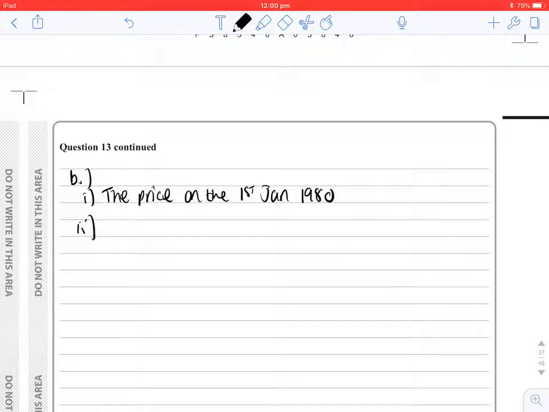And part 2, we're asked to interpret the value of the constant Q. That is going to be the gradient of the line. So every time T increases by 1, Q is going to tell us what the price increases by. So this is going to be the price increase each year.